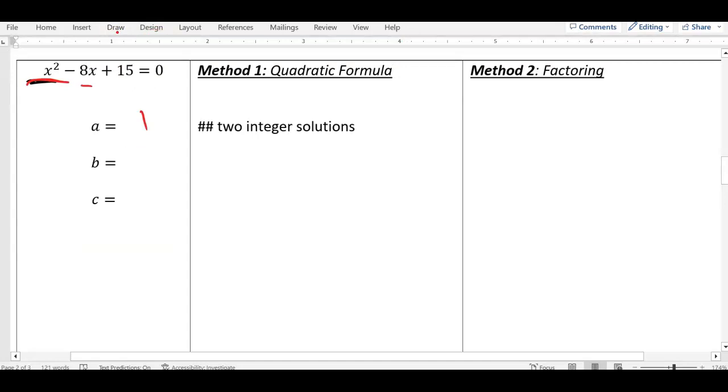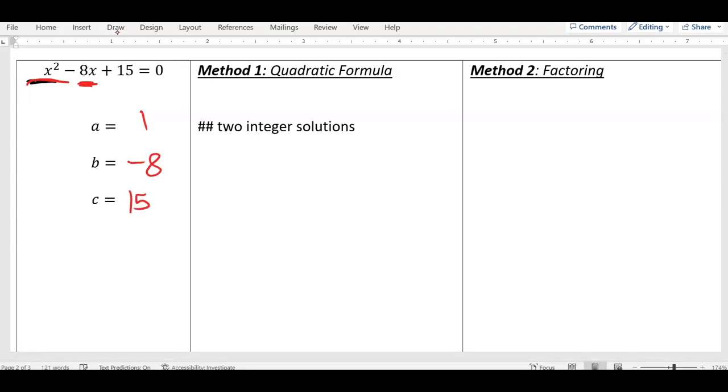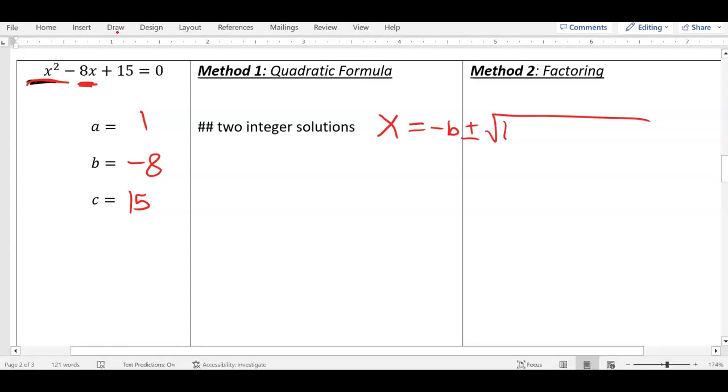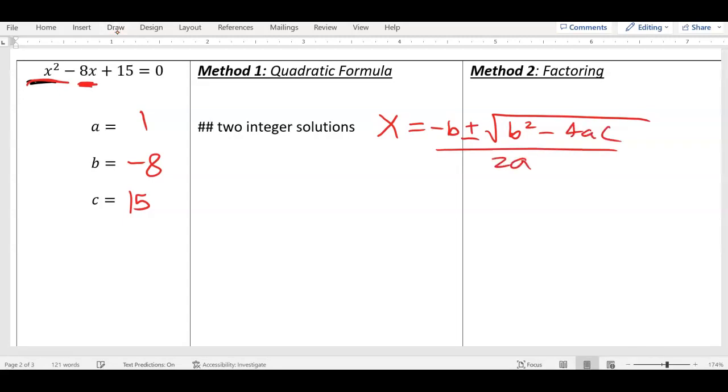All right, what's B in front of the X? Negative 8. And what's C? 15, right? Okay, now let's go ahead and write the quadratic formula over here. So again, whether you sing it or not, X equals negative B plus or minus the square root of B squared minus 4AC divided by 2A.